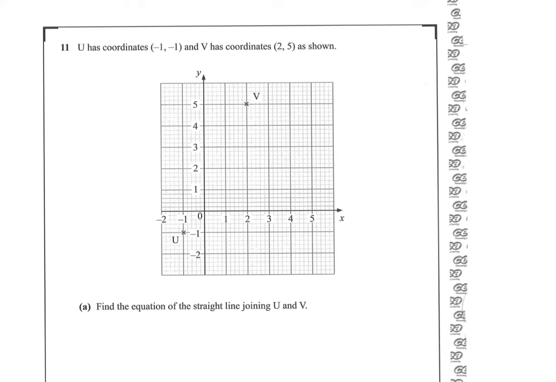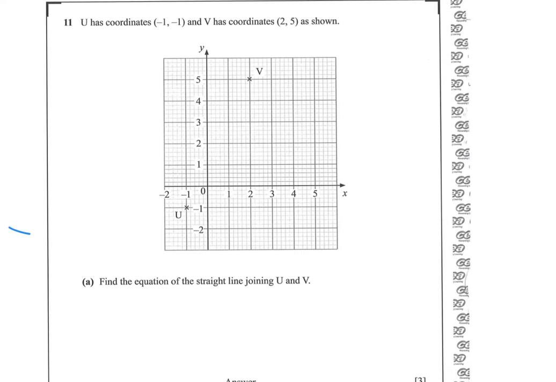Okay, question 11 says u has coordinates -1, -1, and v has coordinates 2, 5 as shown. So there's your v and your u. Find the equation of a straight line joining these two points. So I'm going to write down their coordinates again. u was equal to -1, -1, and v was equal to 2, 5.